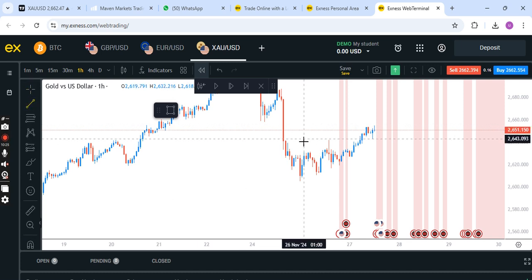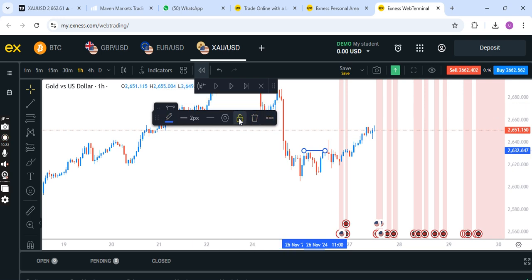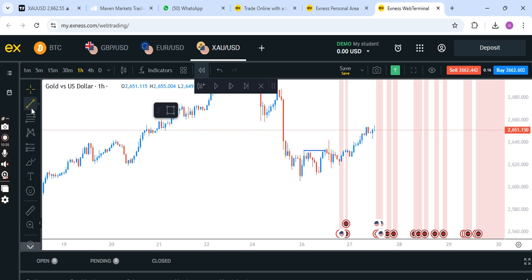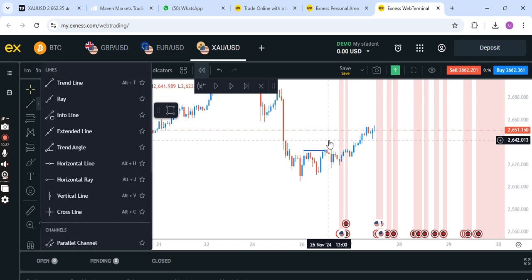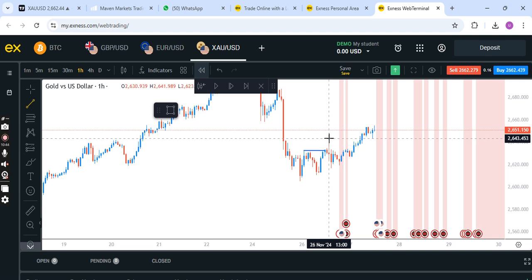So this was that change of character I told you guys I saw. This was change of character number one. This is a change of character. We could see, drag this thing down. So as price changed character, we equally spotted another BOS here as well. Another BOS here. Okay, we spotted this BOS as well.